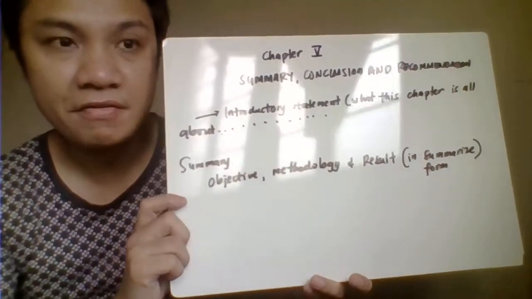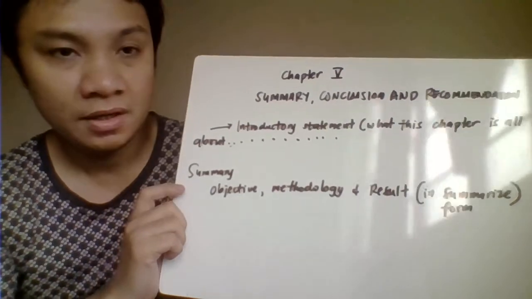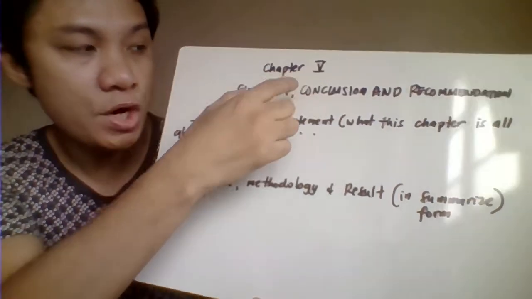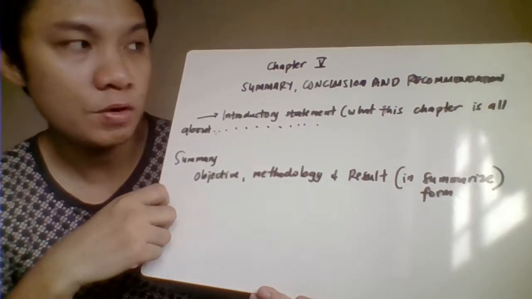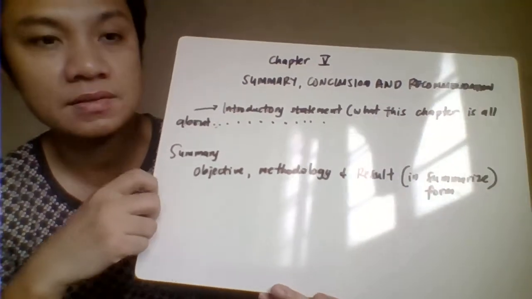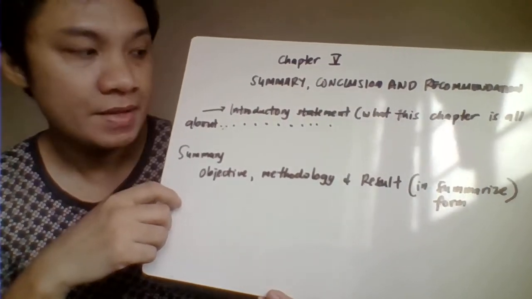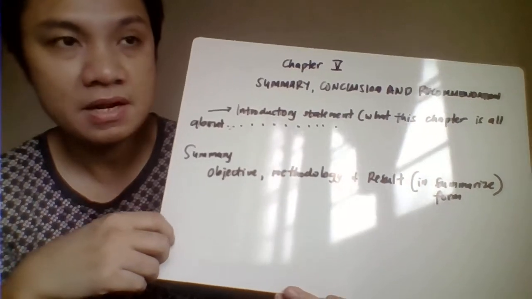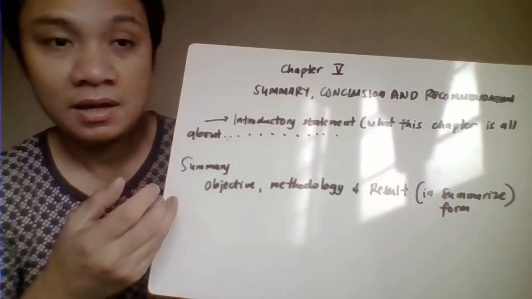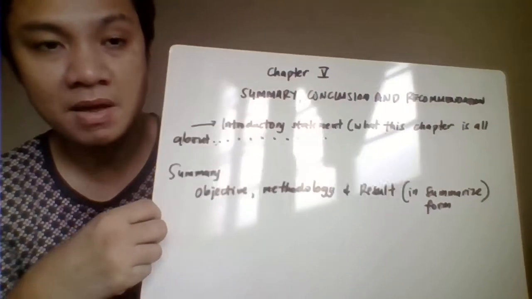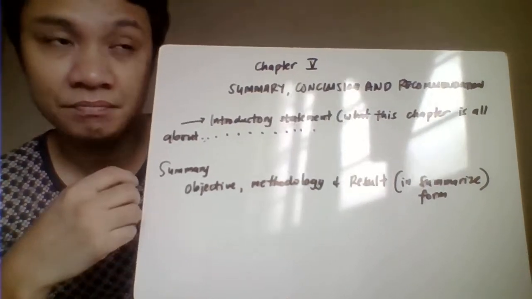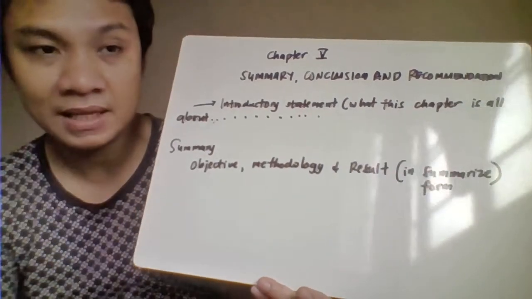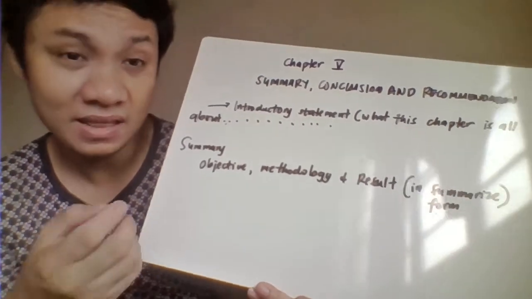Okay, the next one we have here is chapter 5. So, you write here the words Chapter 5, with a capital letter and small letters. And we have here the summary, conclusion, and recommendation, which should be written here in all capital letters. Then have another space and try to write the introductory statement. Again, when you are writing your introductory statement, make sure that it has at least 2 to 3 sentences or even more, not just one sentence.